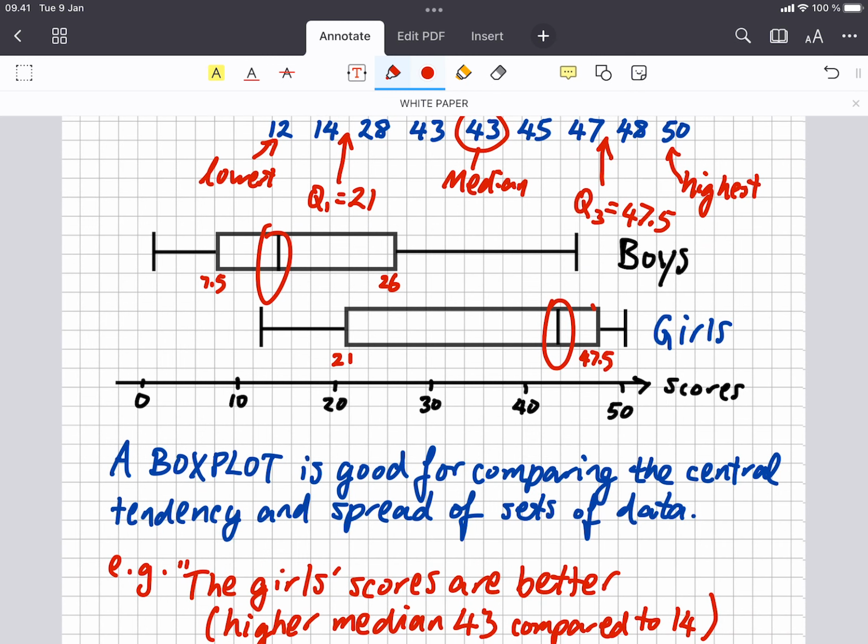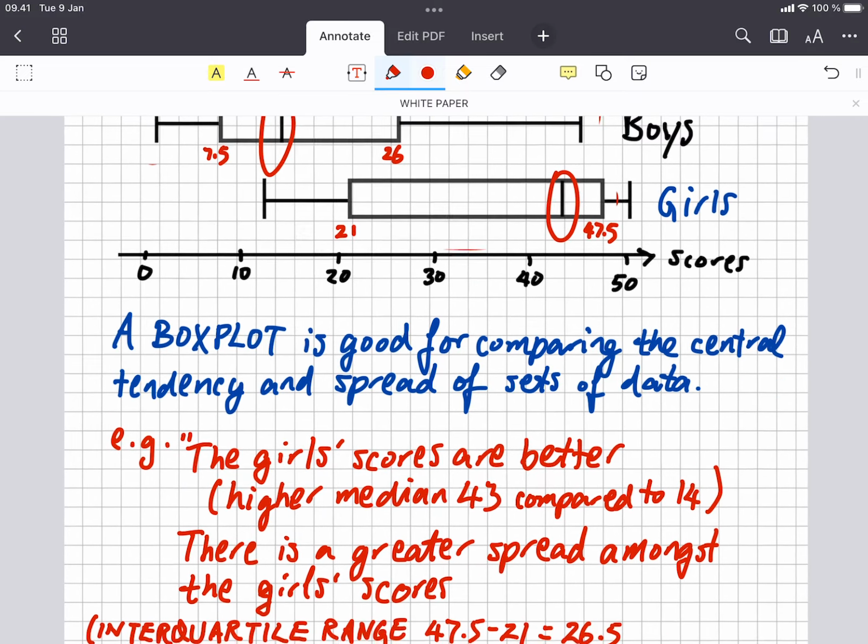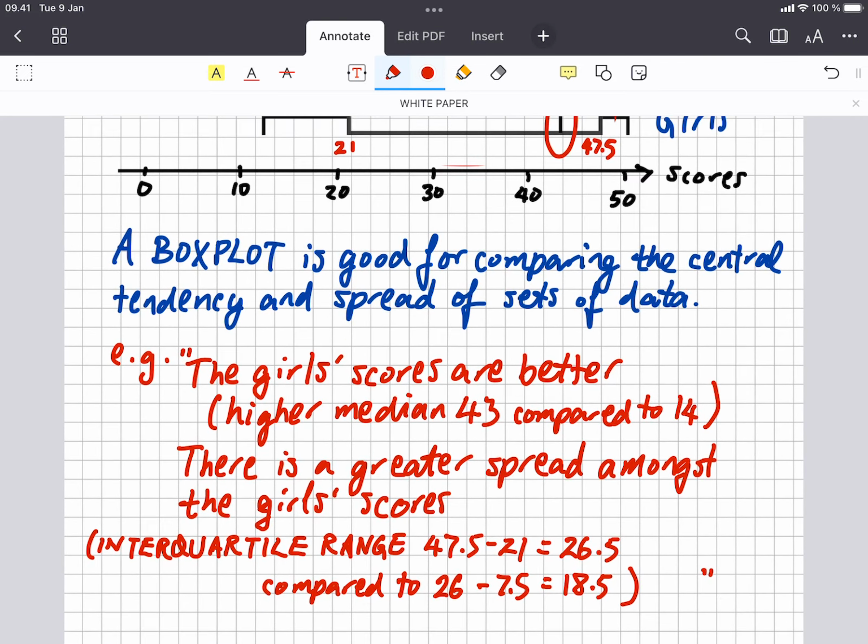And then there's a greater spread amongst the girls' scores. You can see that from the fact that the middle 50% there is much more spread out. Now the actual spread in terms of the range for the boys might be a little bit higher, but that's affected by a couple of outlying values. Generally, most of the girls' scores are more spread out, and you can tell that from the middle 50%.